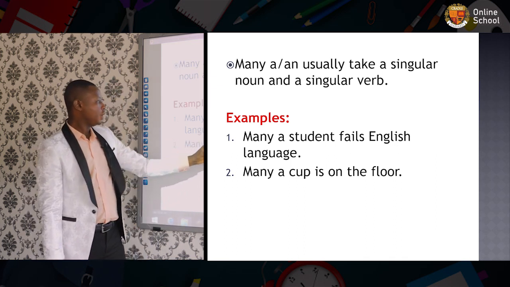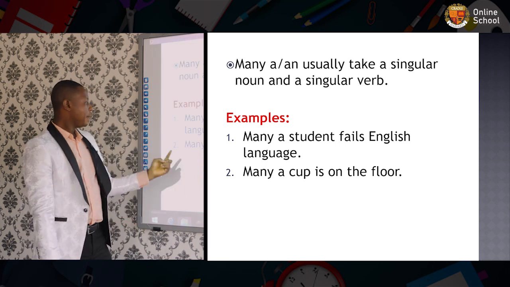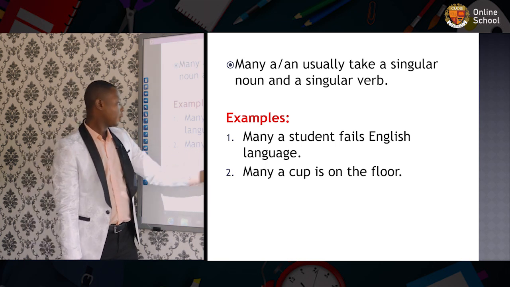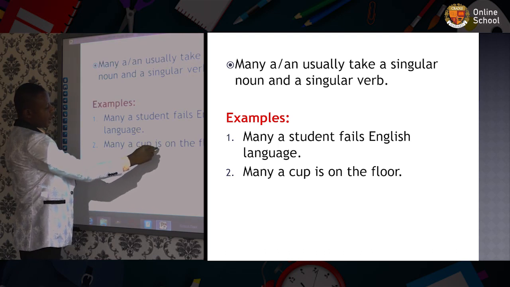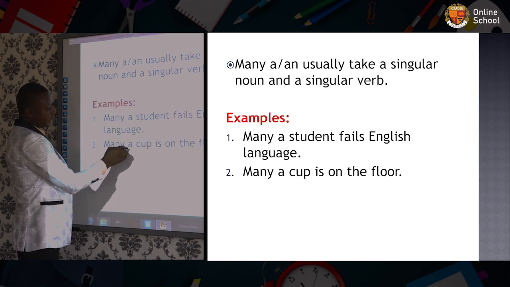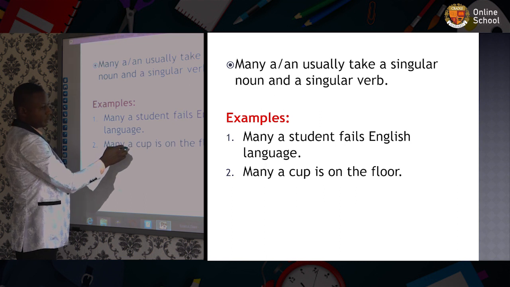Many a cup is on the floor. Let's assume we have cups here. You're not supposed to have singular here, singular verb here. What you should have here is what? Plural verb. Is that clear? There is an article A here.